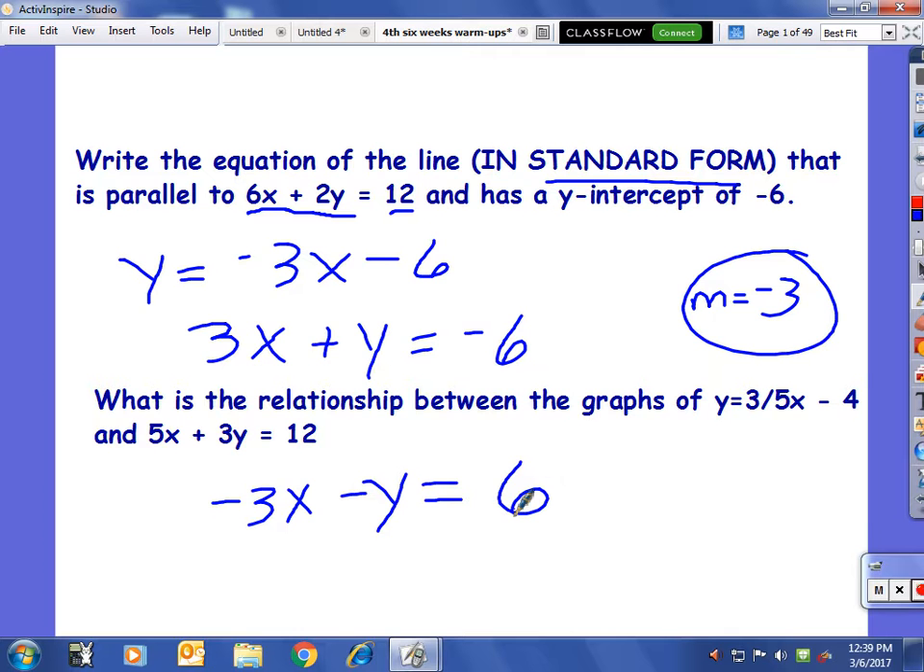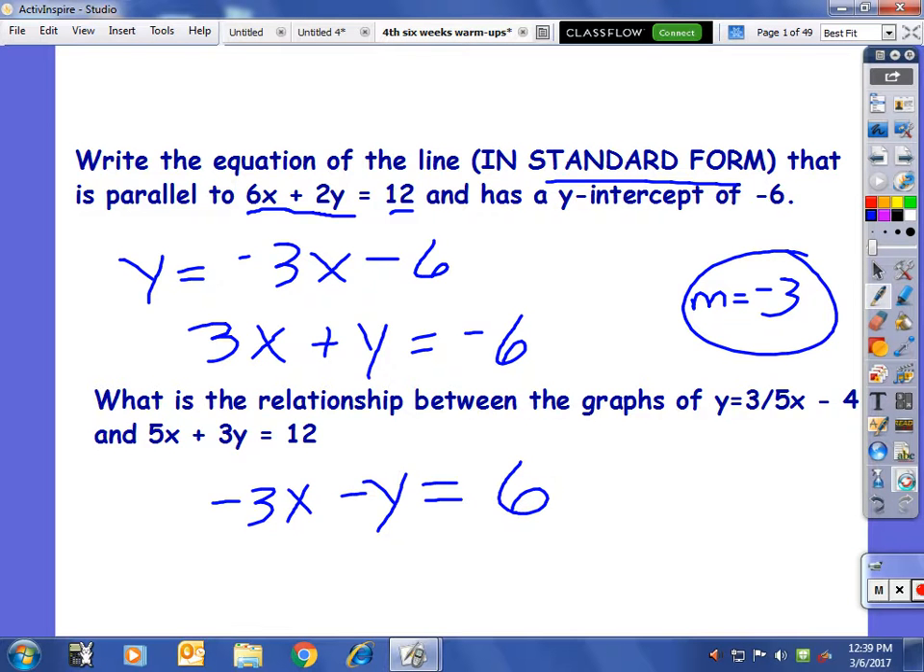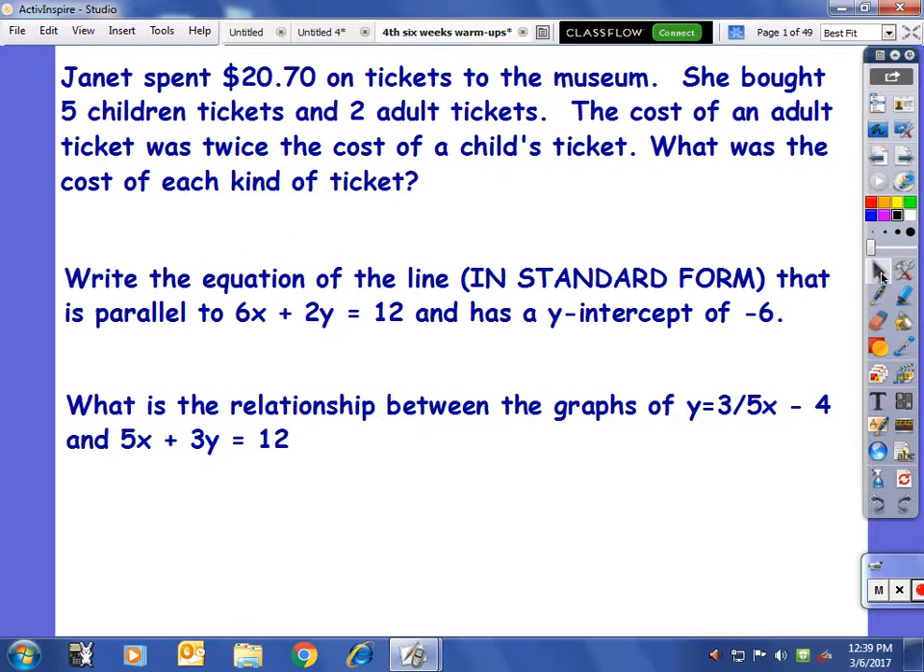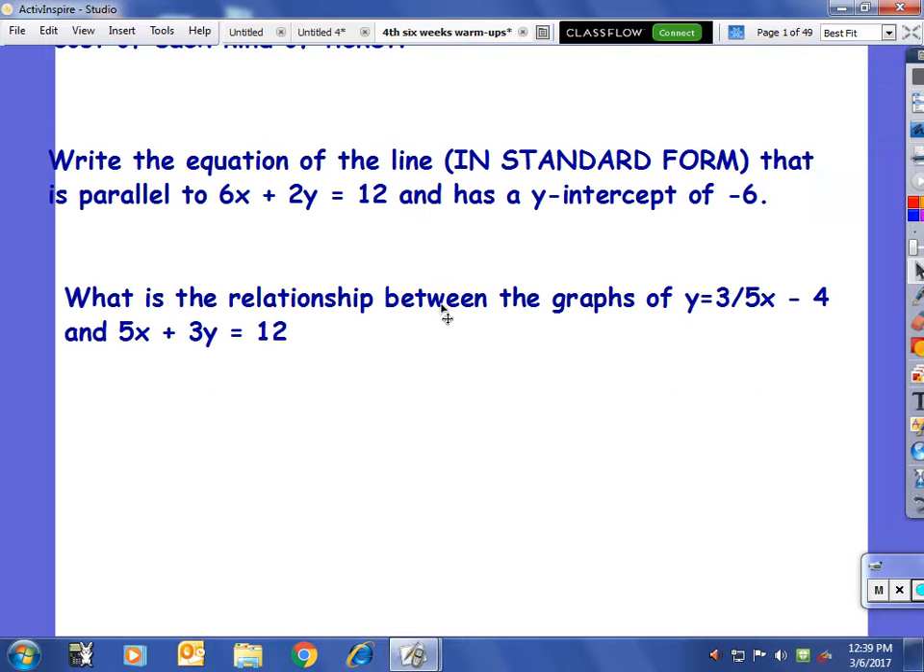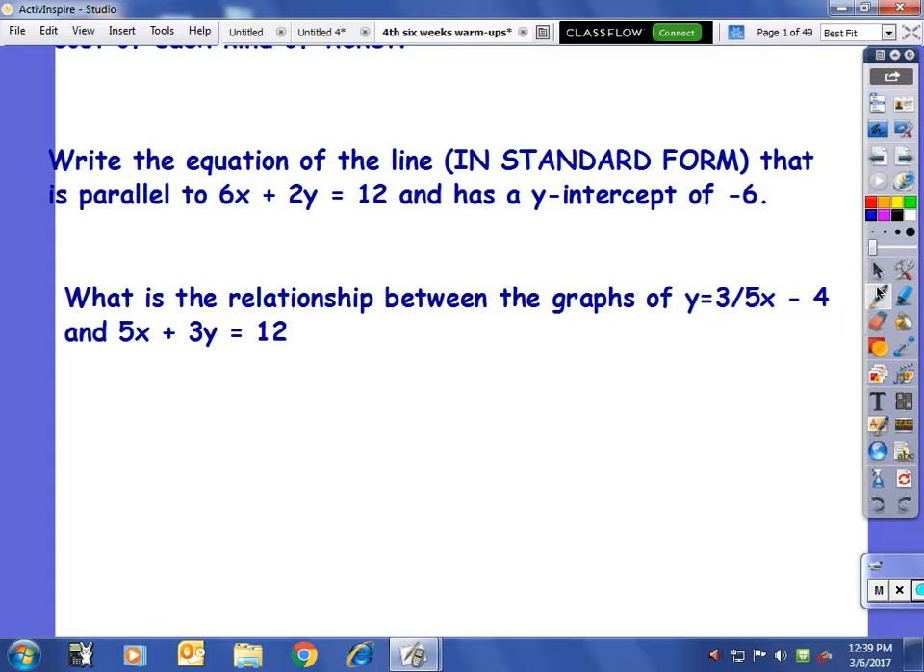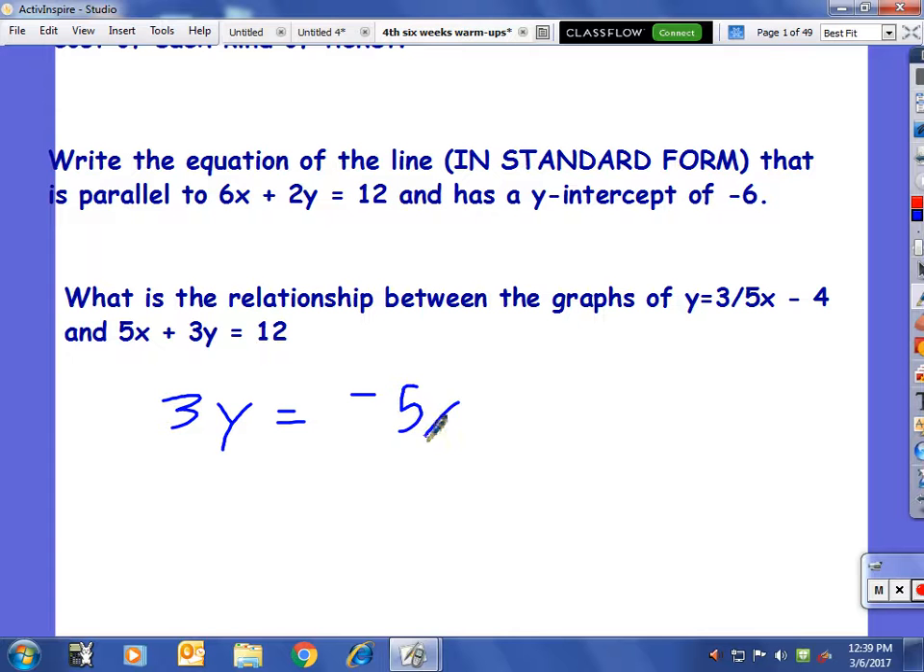All right, number 2, I was asking you what is the relationship between these two graphs. Well, one's in standard form and one's in slope-intercept form. So what should you probably do first? Put them in slope-intercept form. I would prefer that instead of converting this to standard form, because in slope-intercept form you can tell things like what is the slope and what is the y-intercept. So let's convert this thing. 3y equals negative 5x plus 12. Divide everything by 3. Y equals negative 5/3 x plus 4.